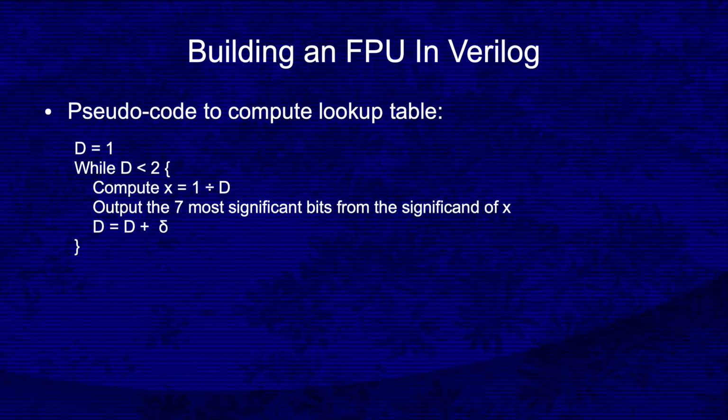To generate the lookup table, I'm going to need a loop which does the following. We start by assigning the value 1 to d. Then while d is less than 2, we compute x, which is the reciprocal of d. We output the 7 most significant bits from the significand of x. And then we increment the value capital D by delta.